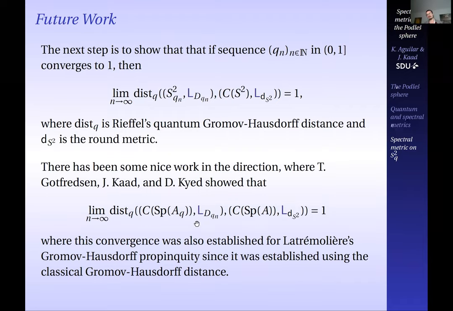What was nice about their method was that they were able to realize the Lip norm as a Lipschitz seminorm of a different metric than the one on R. So they had to develop a new metric using the Monge-Kantorovich metric on the spectrum of A. And then they realized it by a certain Lipschitz seminorm, not the one on R that I mentioned previously, but from the usual absolute value metric with a different seminorm. So yeah, this is future work. And good, there's this paper already by Gotfredsen, Kaad, and Kyed on the arXiv.